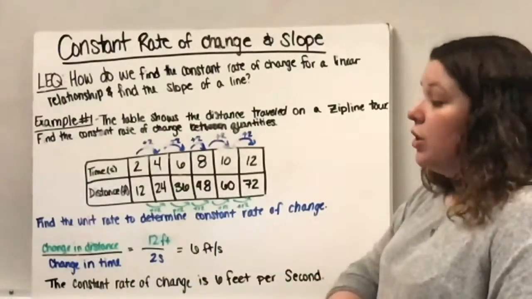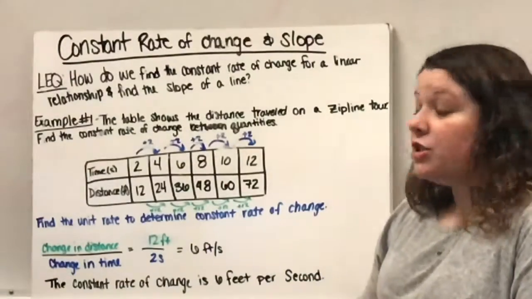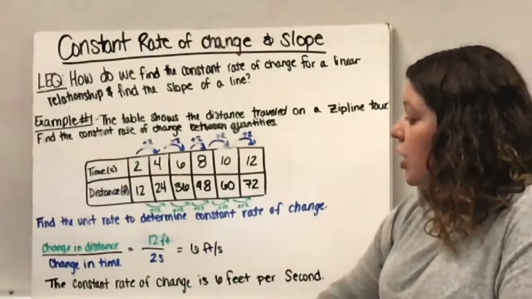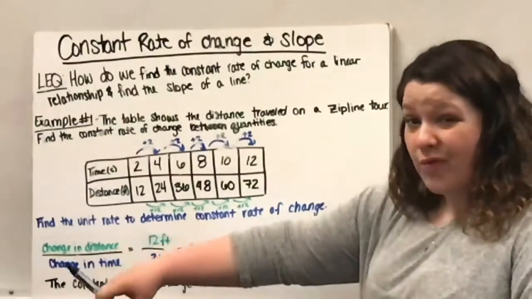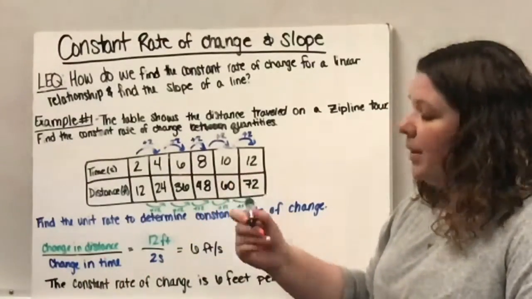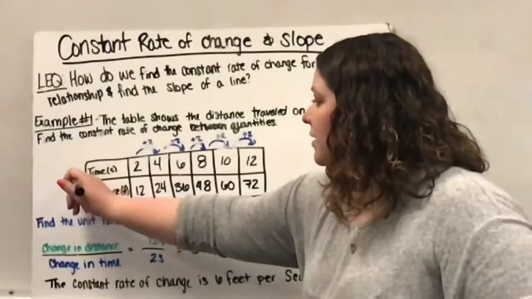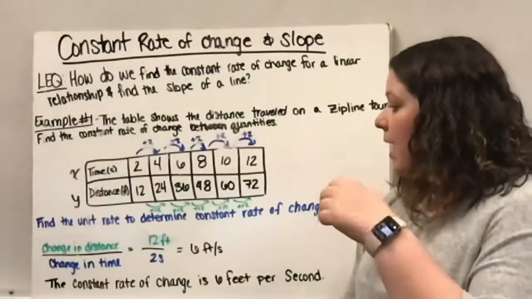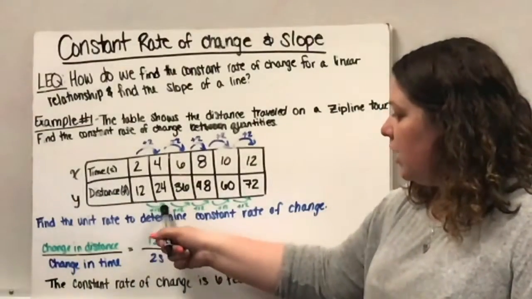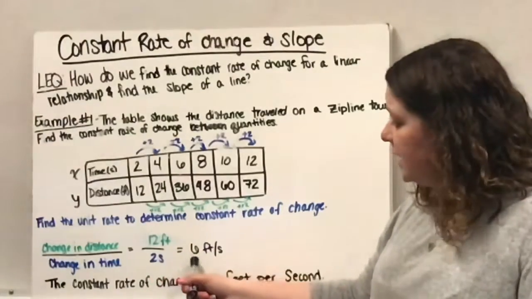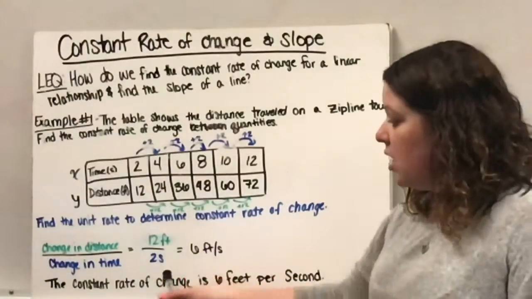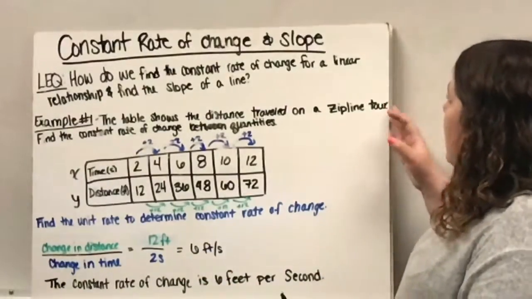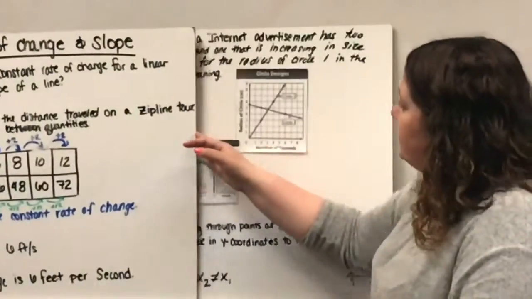So what we're going to do to find the constant rate of change is we are going to find the unit rate to determine the constant rate of change. So we have the change in distance over the change in time. And basically you're going to do your y over x. So this is going to be technically my x, this is going to be my y. So I'm going to put my y over my x. So I have 12 feet, so the change, so 12 over 2. I simplify that, I get 6 feet per second. So then the constant rate of change is going to be 6 feet per second. So that's how I find it using a table.